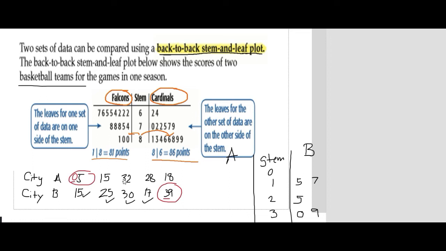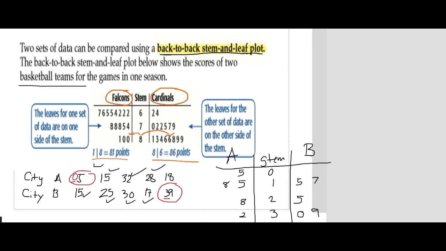What about city A? For city A, we need to start from its tens place going to its ones place. So 5 is 0, 5. Then 15 is 1, 5, so the tens place is on the stem part. Then 32 is 3 and 2, then 28 is 2, 8, and then 18 is 1, 8. Okay, so this is our data right now. As you can see, we have completed the chart. This is the back-to-back stem and leaf plot.